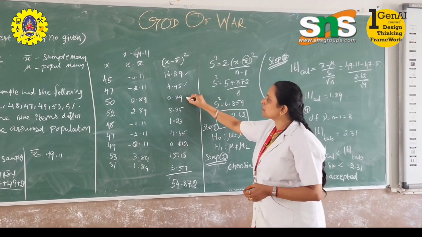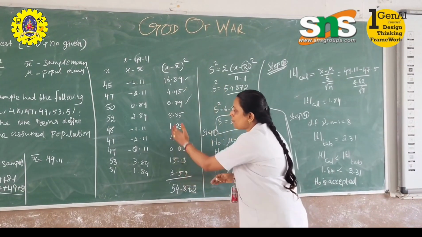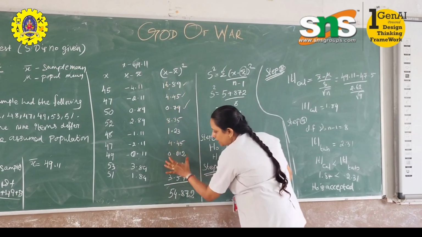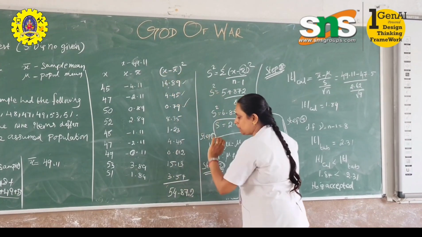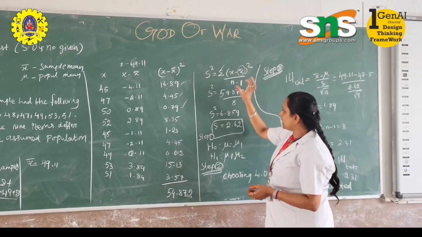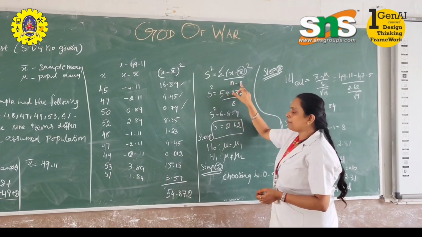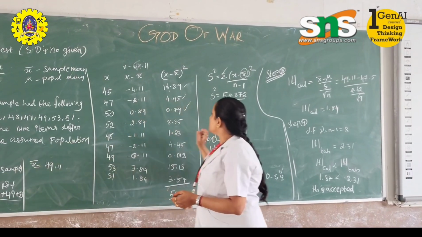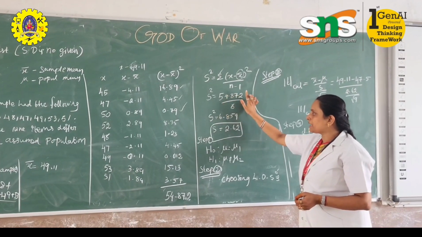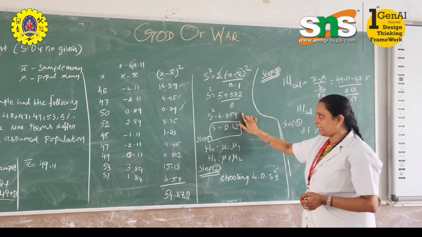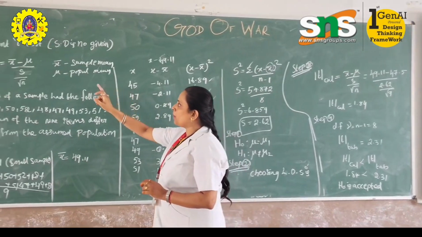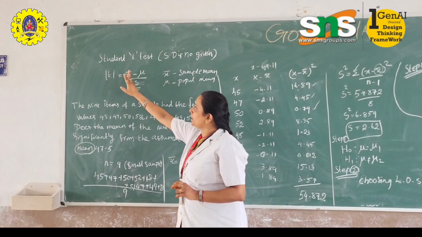Then we find the summation. Adding all the values of x minus x bar the whole square gives 54.872. Then we substitute here the value of n minus 1. n is 9, so 9 minus 1 is 8. After simplification, S squared is 6.859, so S equals 2.62. Now x bar is known, mu is known, S is known and n is known.